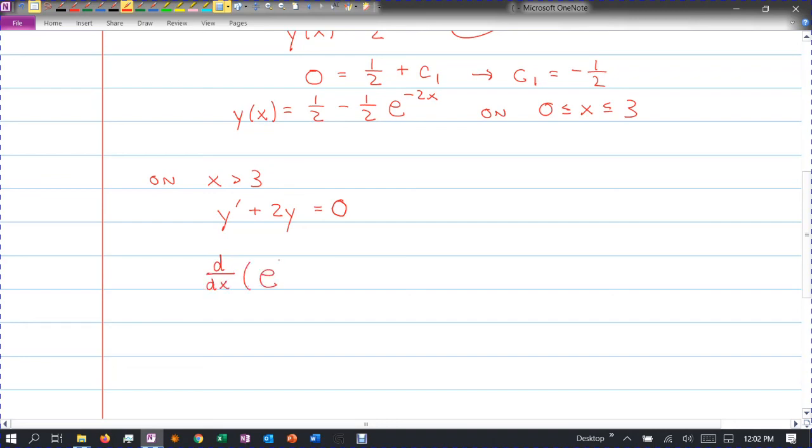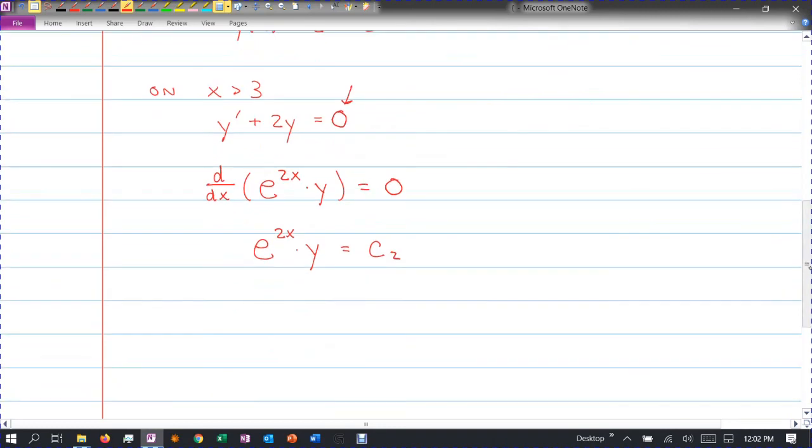The left side is going to be e to the 2x times y, but this time when we multiply the right side by the integrating factor, we just get 0. That means e to the 2x times y must equal, when we take the antiderivative of both sides, some other constant, c sub 2. So dividing through by e to the 2x, we get c sub 2 e to the negative 2x. Okay, so here's what we've got: y is some function of x. The thing is, we cannot plug 0 into this because we're not looking on the interval that has 0 in it. We're only looking where x is bigger than 3.